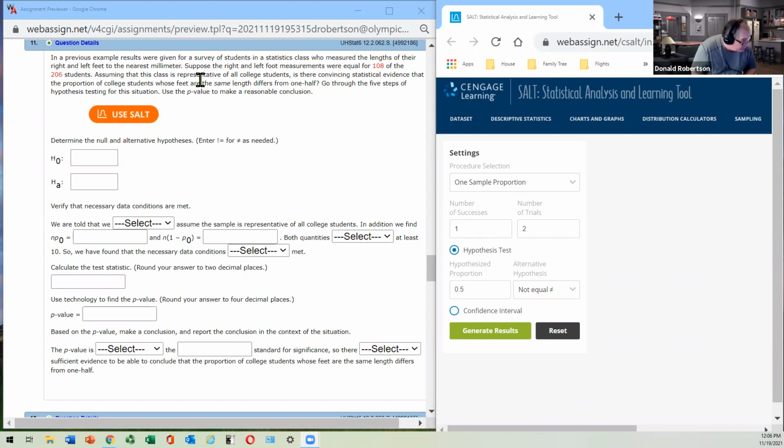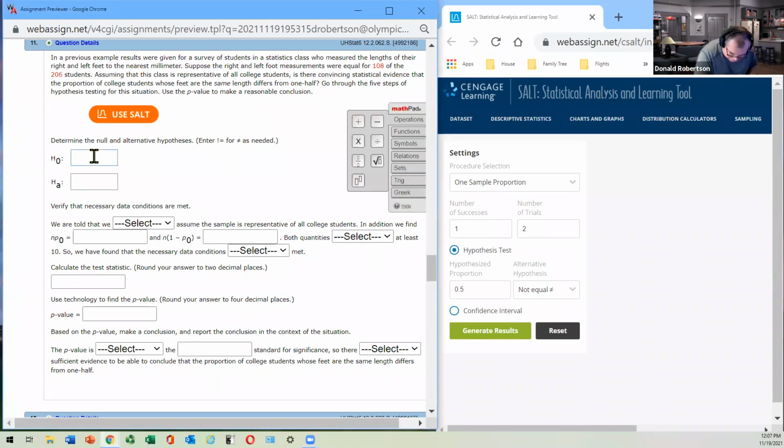So you're telling me that the sample is going to be 108 out of 206. So the sample size is going to be 206, okay? And p hat will be 108 out of 206. Now, assuming that this class is representative of all college students, is there convincing statistical evidence that the proportion of college students whose feet are the same length differs from a half? And now we're going to go through the entire steps.